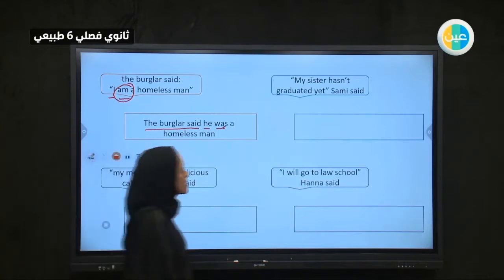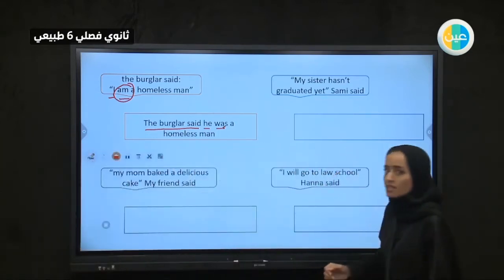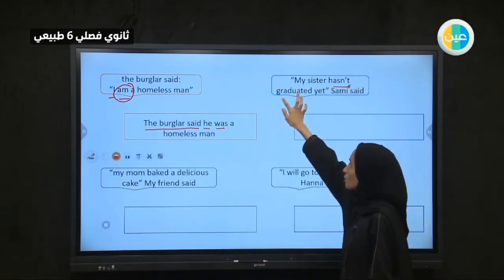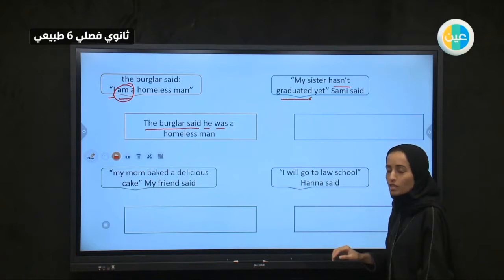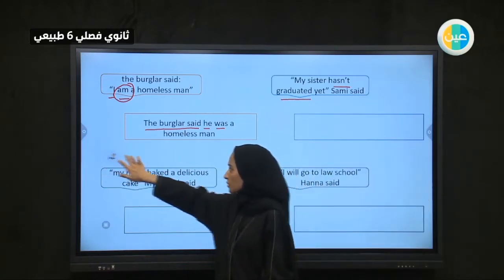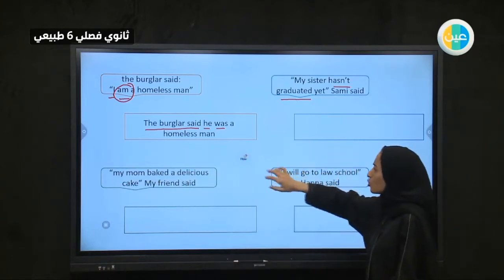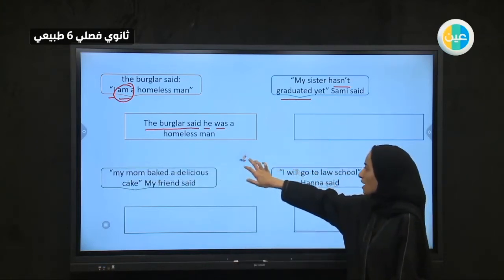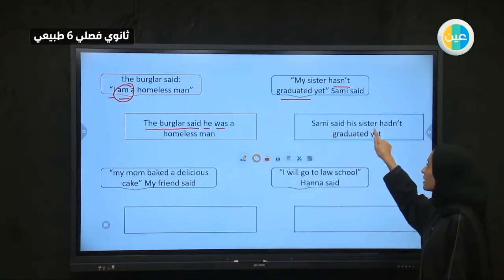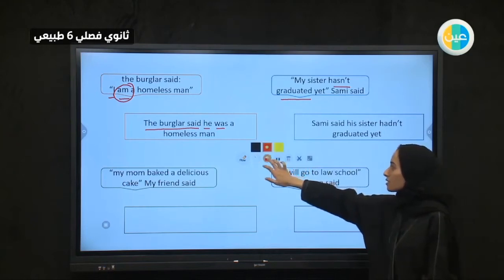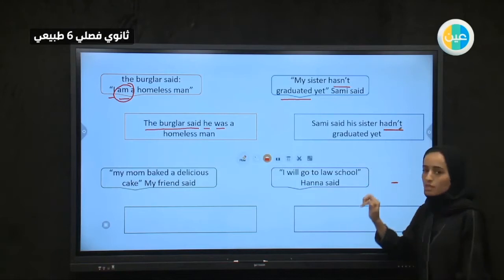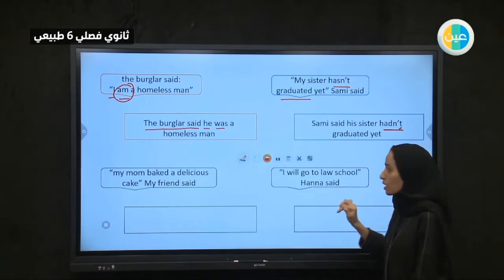Number 2, my sister has not graduated yet. Which tense do we have here? This is in the present perfect tense, has not graduated yet. So let's try to do the reporting here. We're going to say that Sammy said his sister had not graduated yet. The has into had here, and graduated the same.